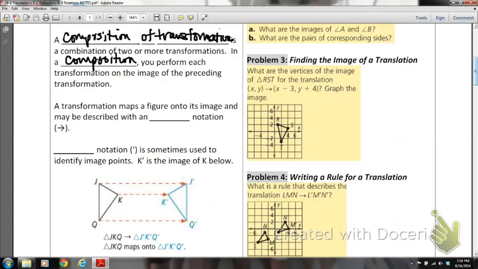Next, we're going to talk about the notation that's going to be used. A transformation maps a figure onto its image and may be described with an arrow notation. So anytime you see an arrow notation, you basically read it as maps onto, and we'll see that in some of the problems below.